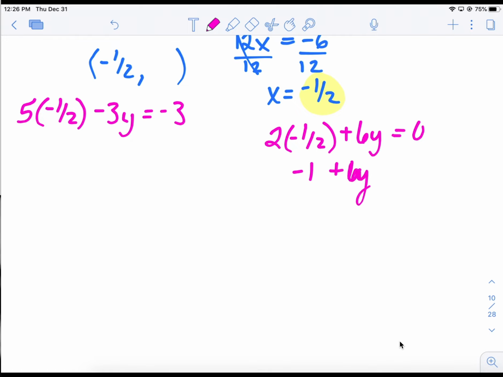Oops, negative 1 plus 6y equals 0. We'd add 1 to both sides. Gives us 6y equals 1. Divide by 6 gives us positive 1/6. Now you're like, oh, well, that was fine. 2 canceled with the 1/2.